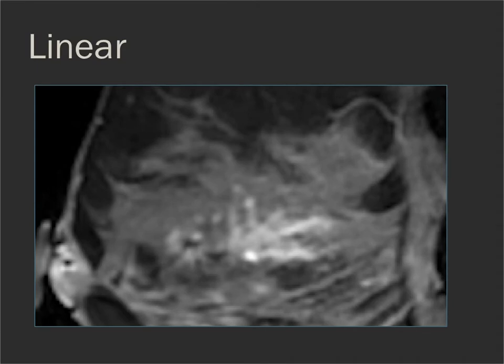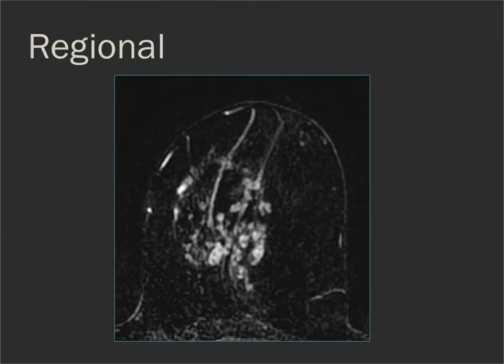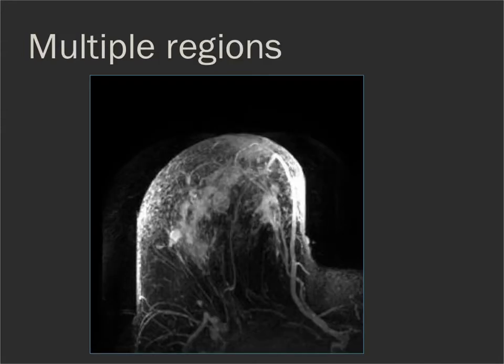This is an example of linear enhancement. You might see this on the sagittal or on the transaxial images. And this is being defined as segmental enhancement because it is a triangle with a narrow end towards the nipple, or a pyramid if you look at it 3-dimensionally. So it's filling a ductal distribution. This is greater than 1 ductal distribution, but it's contiguous, so it's called regional. But in this case, there are multiple regions which are non-contiguous.